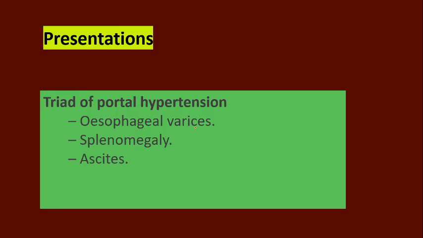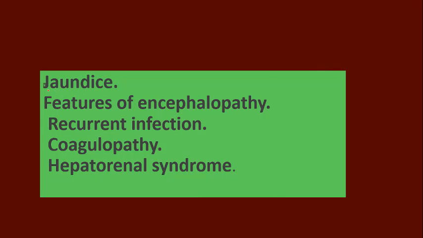The presentation of portal hypertension. The triad of portal hypertension includes esophageal varices, splenomegaly, and ascites. Jaundice, features of encephalopathy, recurrent infections, coagulopathy, and hepatorenal syndrome.